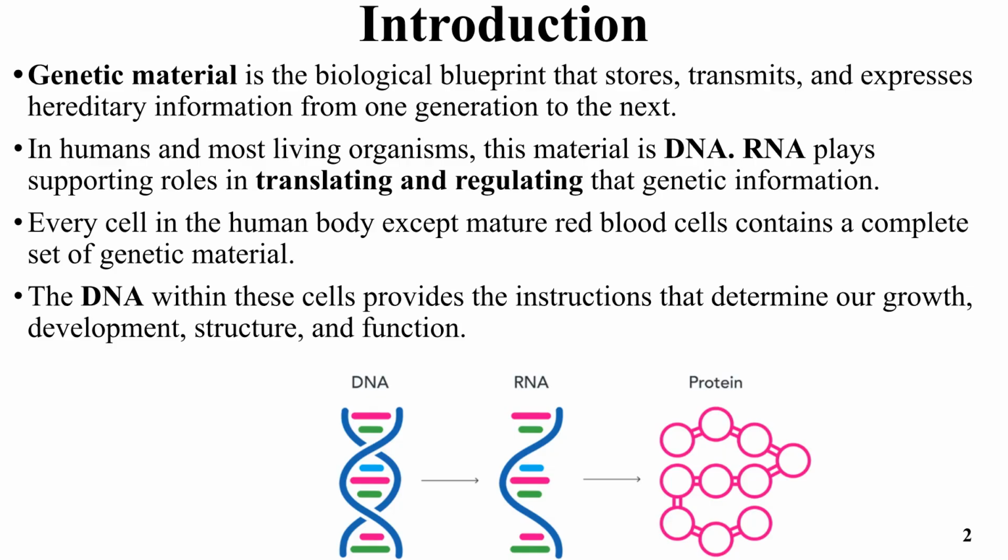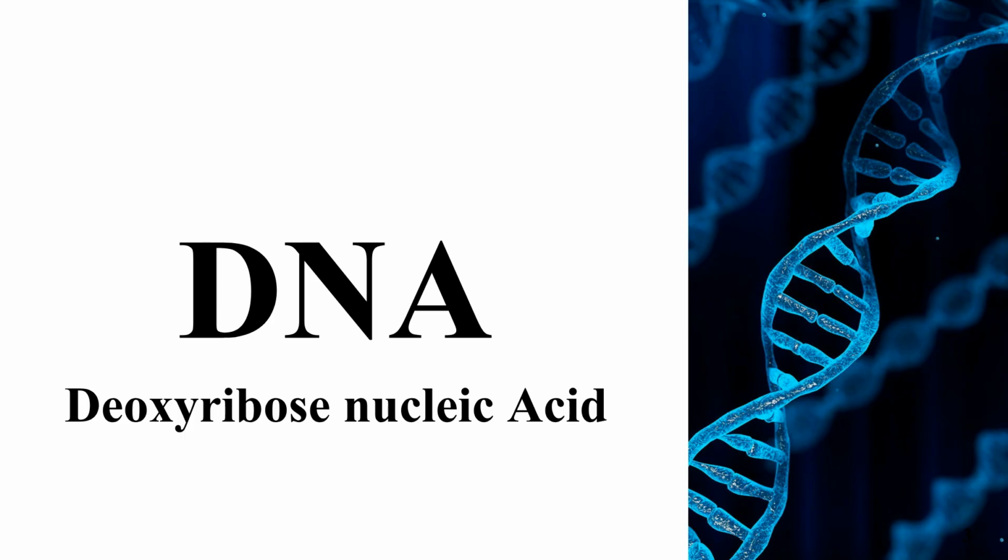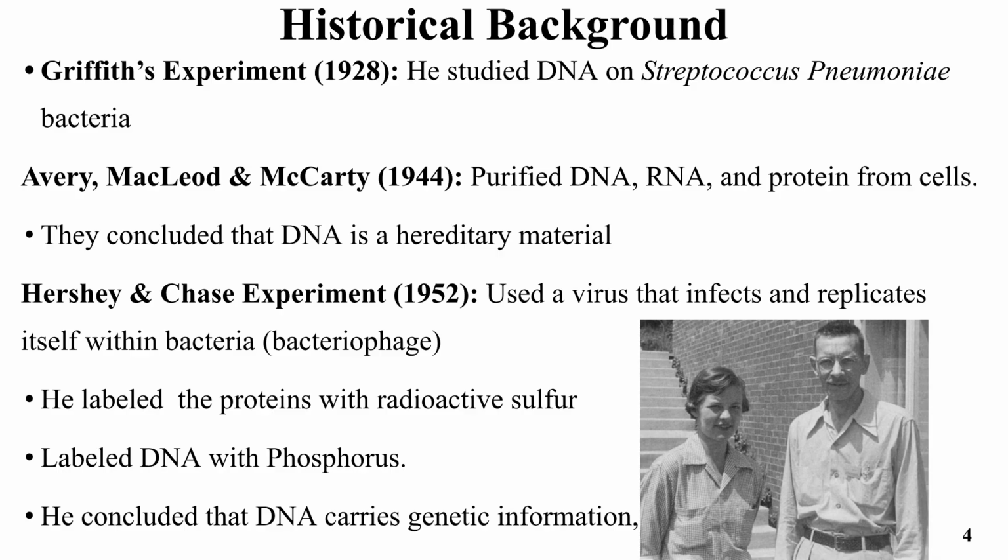Genetic material is the biological blueprint that stores, transmits, and expresses hereditary information. In humans and most organisms, this is DNA. DNA stands for deoxyribonucleic acid. The understanding of DNA as hereditary material evolved through key experiments. Griffith's experiment in 1928, followed by Avery, McLeod, and McCarty in 1944. And finally, Hershey and Chase in 1952 confirmed that DNA carries genetic information.